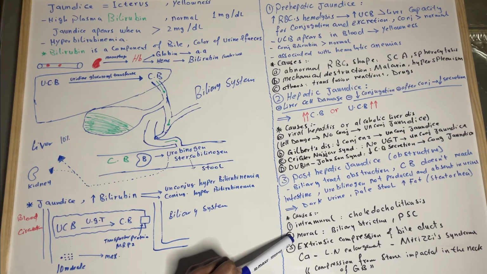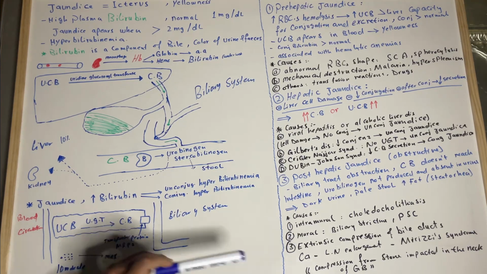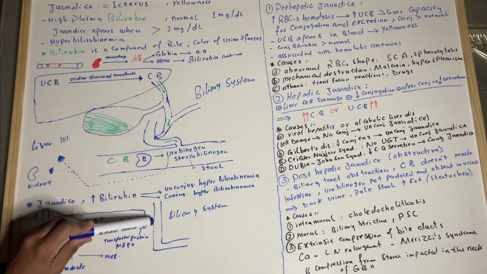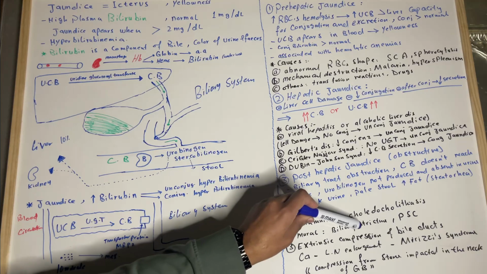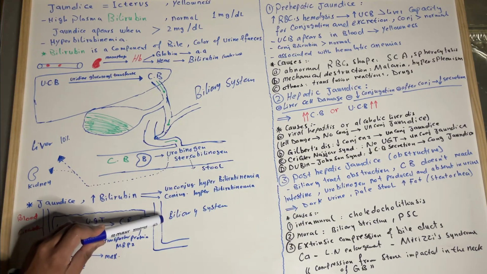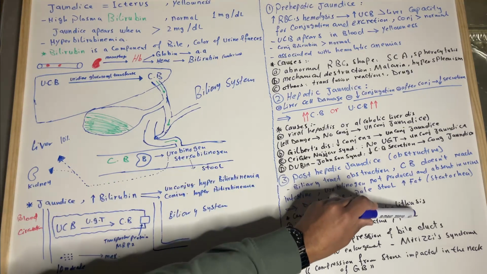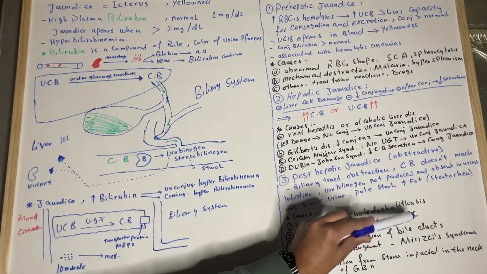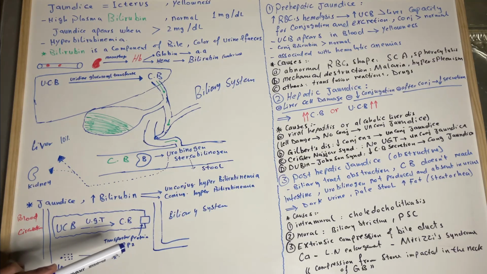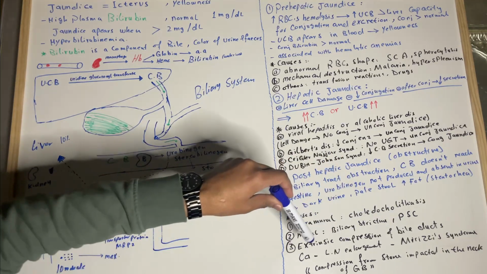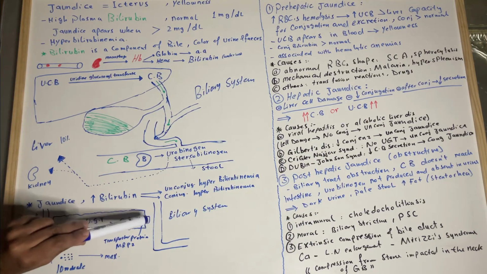The second cause is mural, and that means the problem is in the wall itself, not inside, like what happens in biliary strictures. If we have biliary strictures, or primary sclerosing cholangitis, in this disease there are strictures of the intrahepatic and extrahepatic bile canals or bile ducts. So in this state there is a problem in the wall itself.